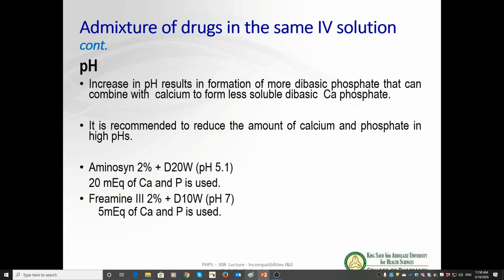The pH also is another issue. An increase in pH results in the formation of more dibasic phosphate that can combine with calcium. So the pH plays a role in forming insoluble calcium phosphate. If the pH is higher, toward the alkaline pH, the less soluble dibasic calcium phosphate will be formed more. So you adjust the pH to be low. This will help. That's why the recommendation is to reduce the amount of calcium and phosphate at high pH.